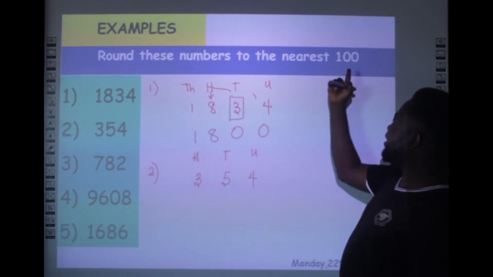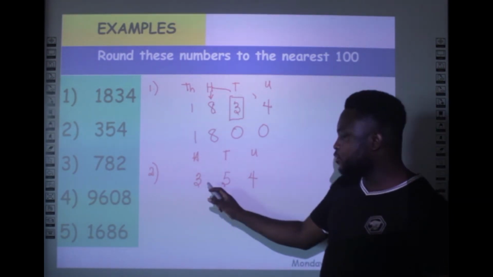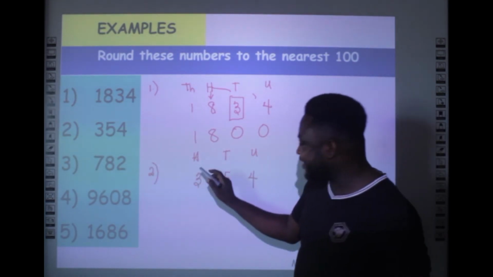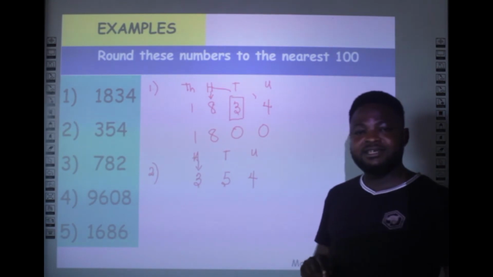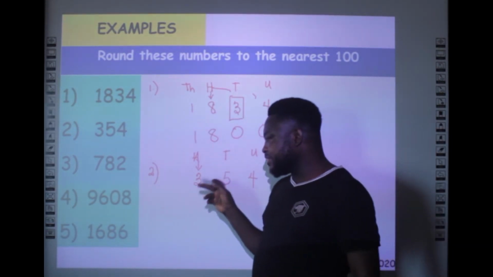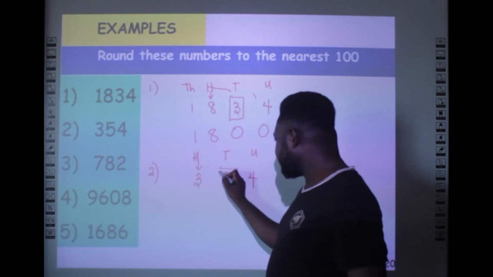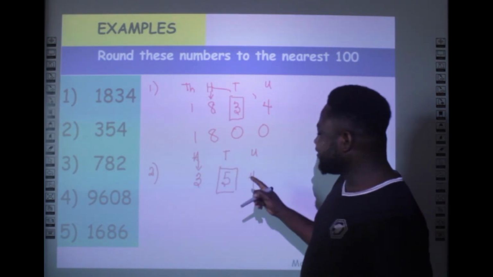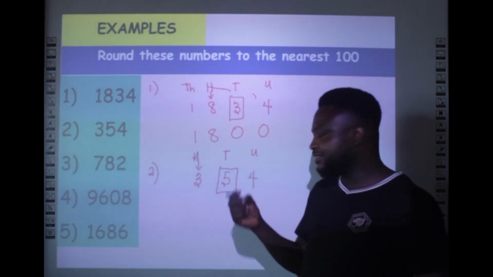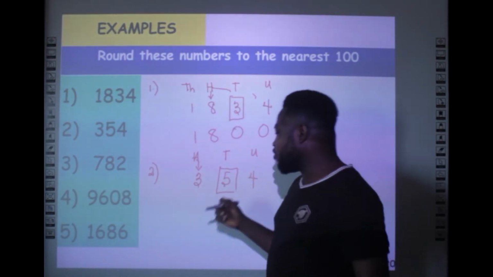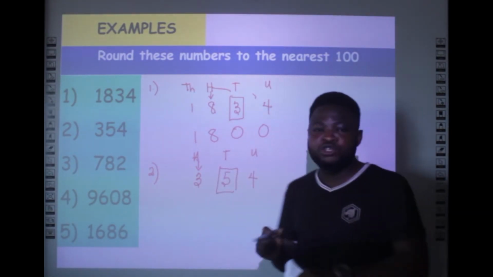Now since it's to the nearest 100, where do you have 100 here? This is it. So this 3 is going to be our target digit. Now look at the digit to the right of the target digit. This is it. Now this digit is up to 5. Remember, from 5, 6, 7, 8, 9, what will you do? You round it up, and if you round up, what are you going to do?